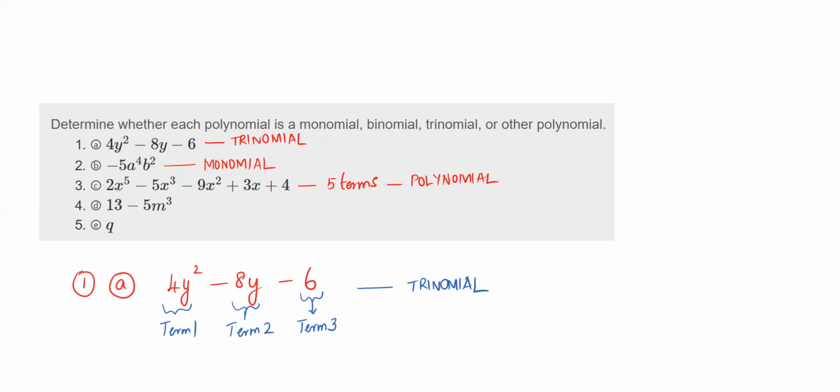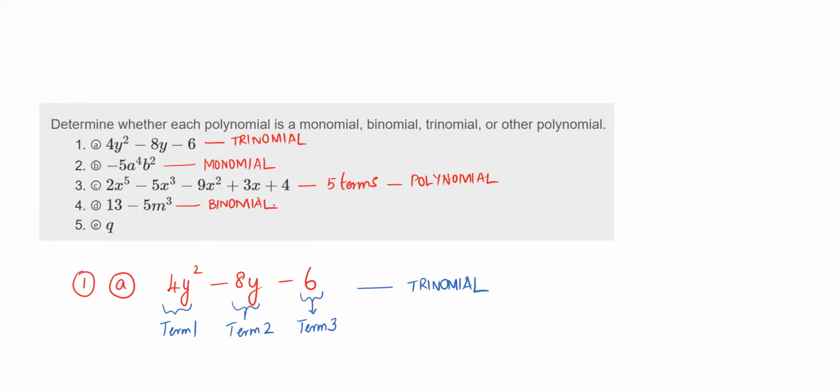Then number 4, we have 1 and 2, because the minus in between separates these two terms. So you know that that's a binomial. 2 terms means binomial. The last one, that's a little weird. It just has a Q in it, right?